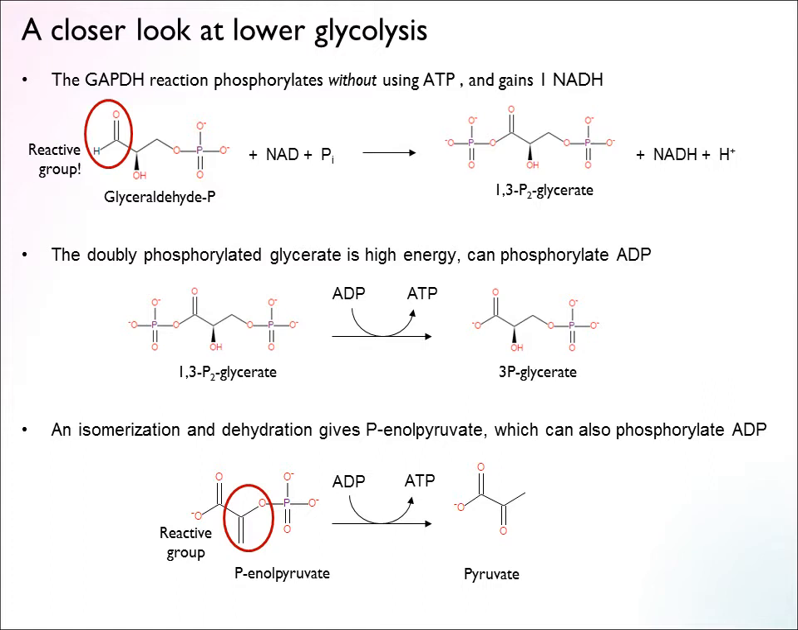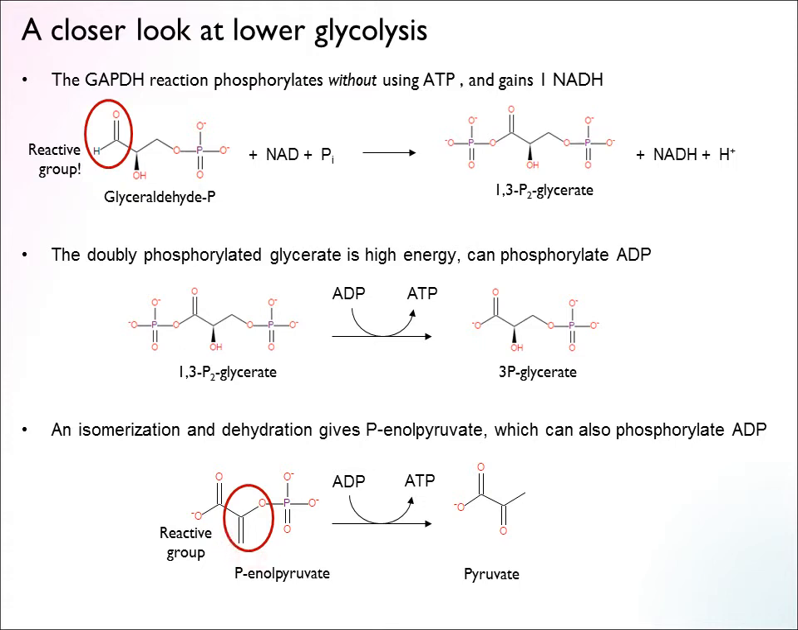And then there's a couple of steps. There's an isomerization, there's a dehydration or a removal of water. And I'm not looking at those in detail here. But after those steps, you have rearranged the structure a little bit. And now you have something called phosphoenol pyruvate. And this also has a reactive group. So it has what is known as a phosphoenol group. It's a pretty rare functional group in metabolism, but it occurs here.